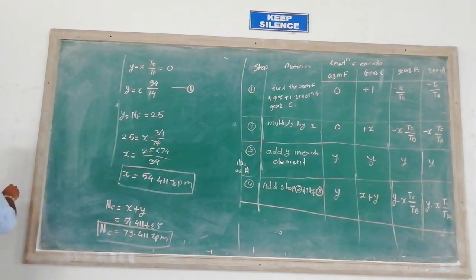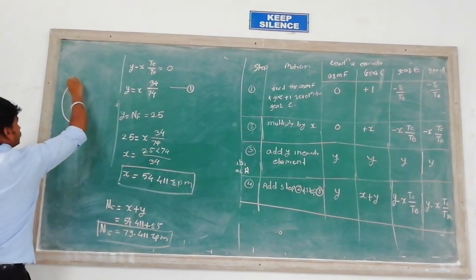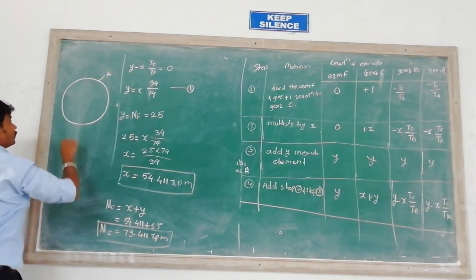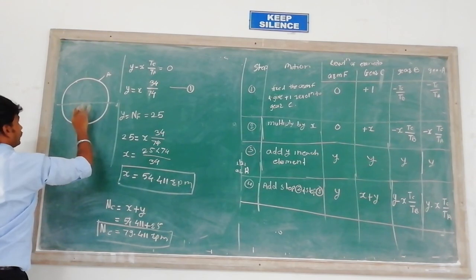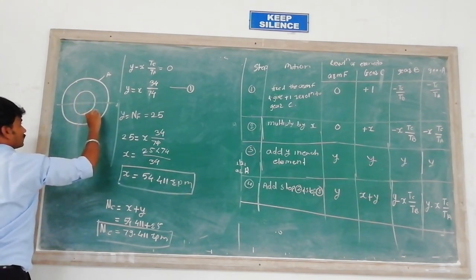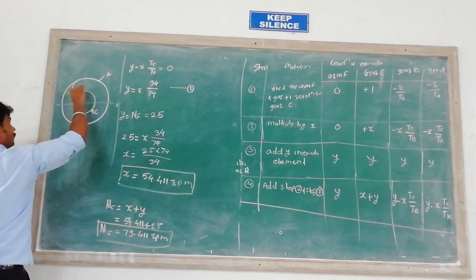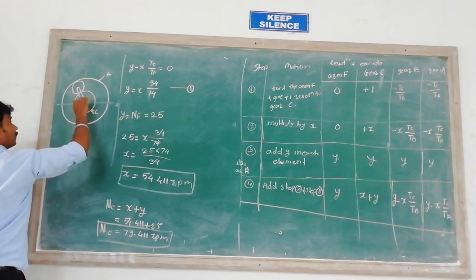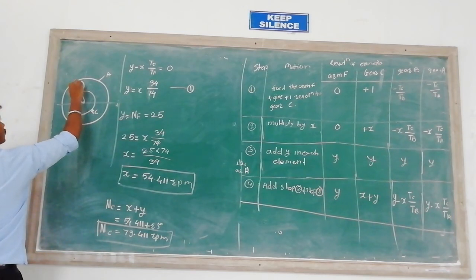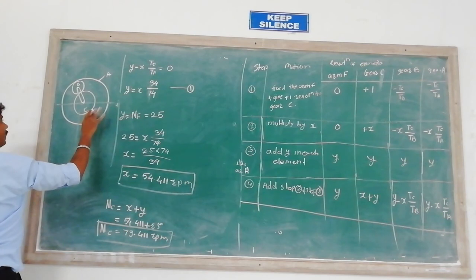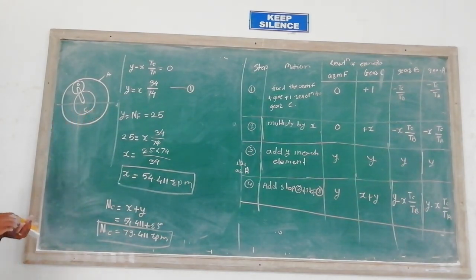Our diagram was, suppose this is our gear A. This is gear A. So this is the center. Then this is the gear C. Here is gear B. And this center and this center are connected by the arm F. Okay, this gear B, this is gear C, and this is the arm F. So this is our diagram.